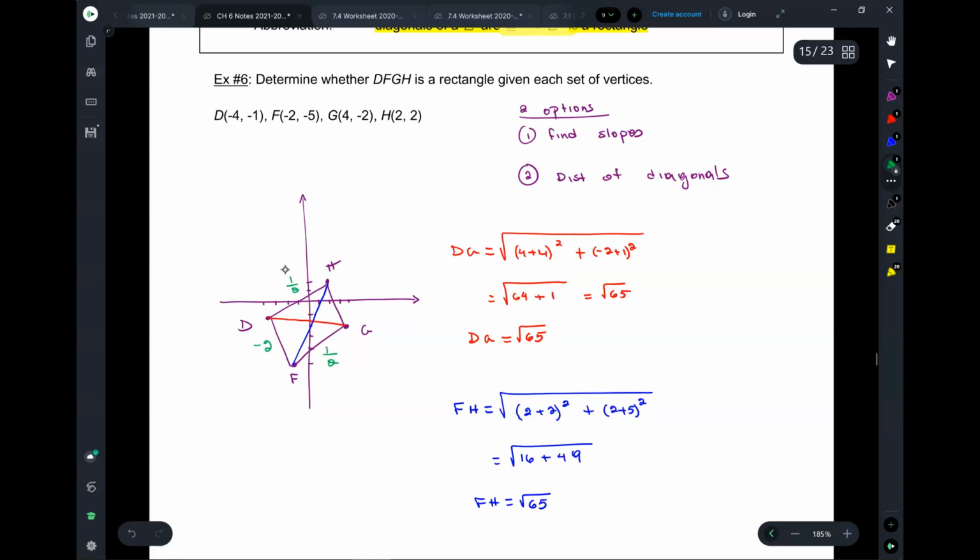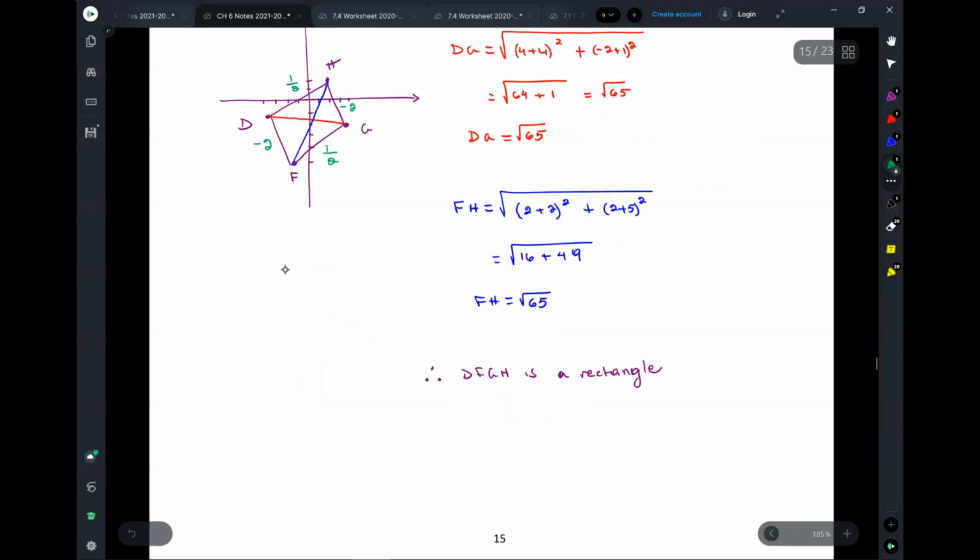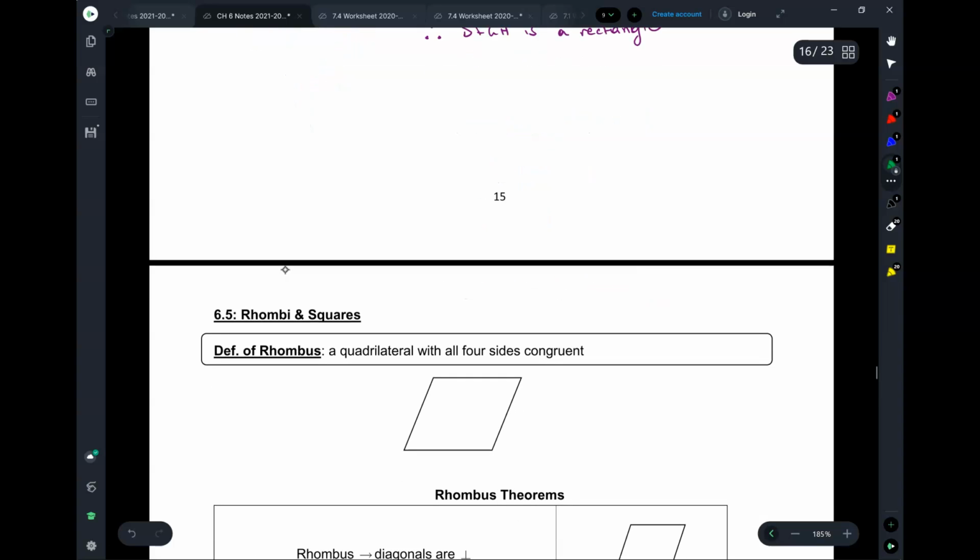And what's GH? -2. Okay, so take a look. Opposite ones are the same. That means it's a parallelogram. But in addition, if two consecutive ones are negative reciprocals of each other, then they're perpendicular slopes. Cool? Got it. Okay. So, homework then.